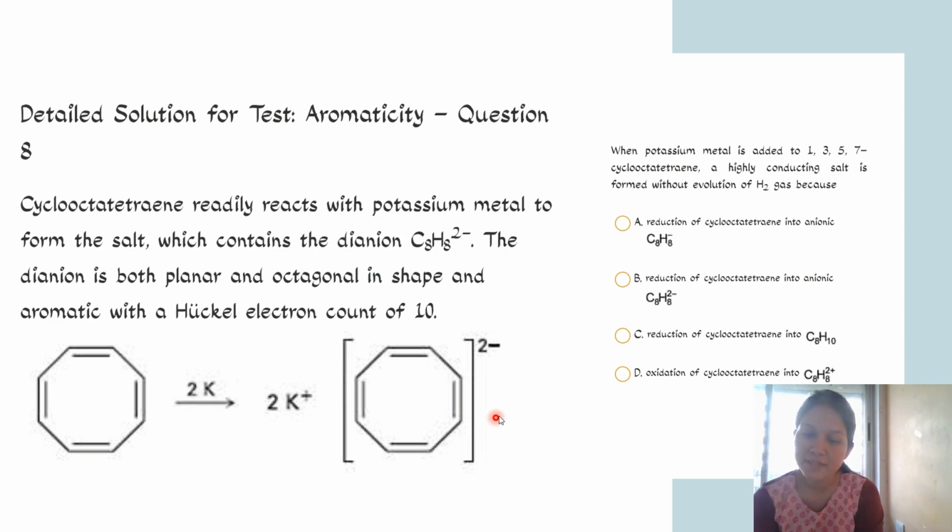In this dianionic species, if you count the number of electrons, you have 1, 2, 3, 4, 5, 6, 7, 8, and 2 electrons from the potassium. So you have 10 electrons. So it is following the 4n plus 2 rule of aromaticity, and since the product being formed is aromatic, you will get this dianionic species. So option B will be the correct answer. You get C8H8 with 2 negative charges.